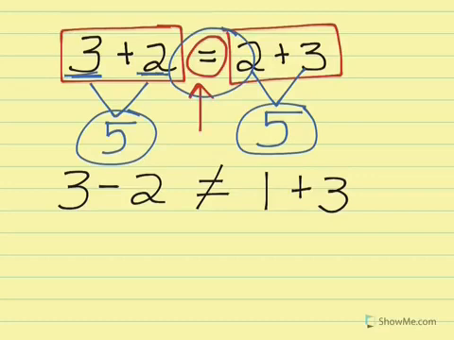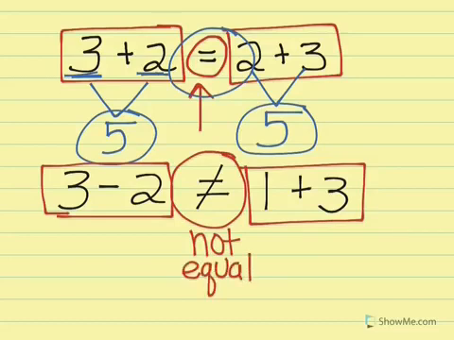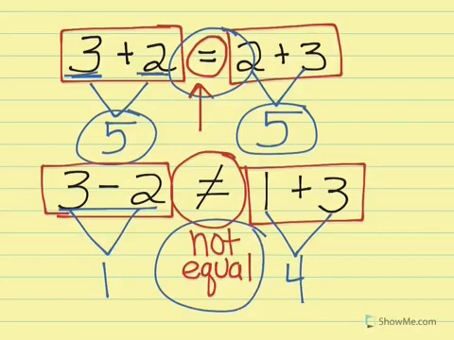If I look at the second problem, I have an expression 3 minus 2, and I have an expression 1 plus 3. But in the middle, I have this symbol. It's an equal sign with a slash through it. That means not equal. So, on this side of the equation, I know 3 minus 2 is 1. On this side of the equation, I know 1 plus 3 is 4. So, both sides are not equal. Therefore, I use this symbol.